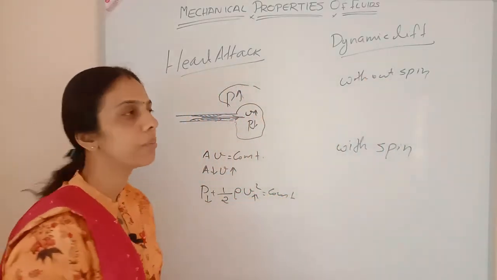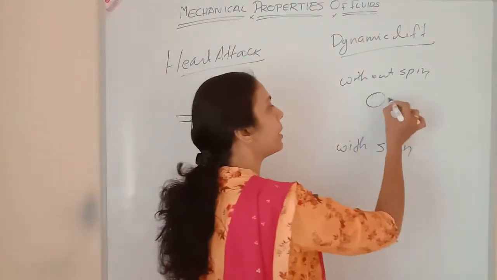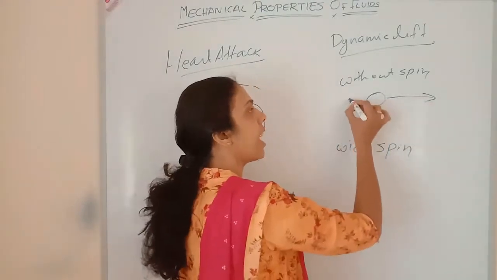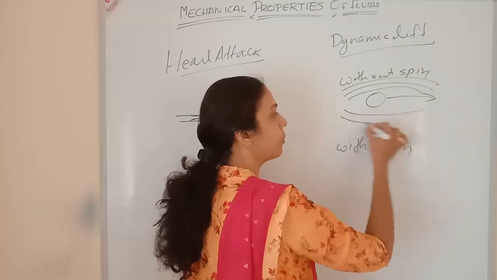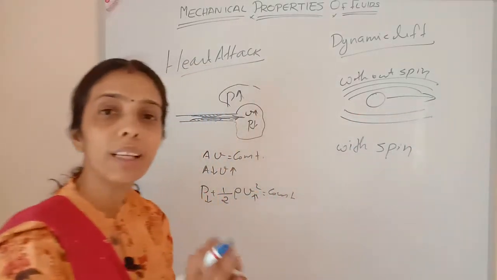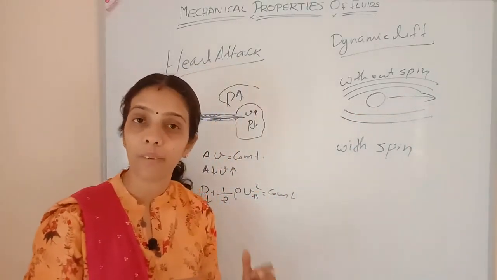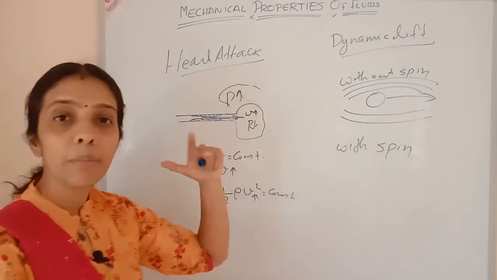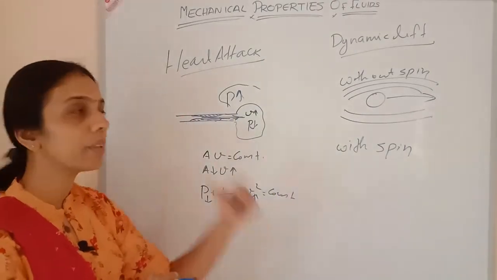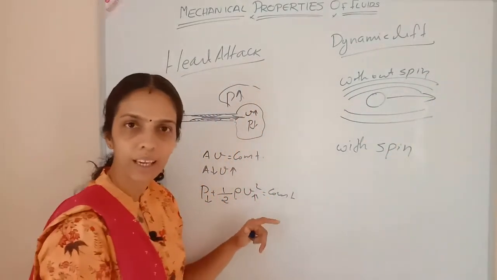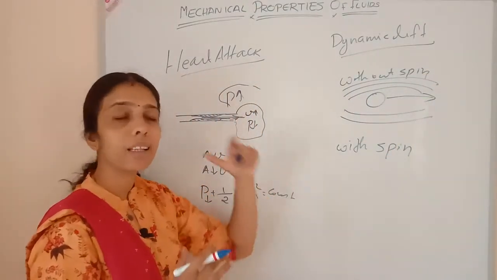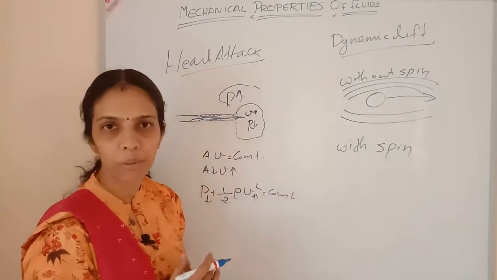Without spin means the ball will be moving like this, and the air molecules or gas above and below will be moving with the same velocity. It will have a streamline flow, or a constant flow like this. So it is a layer only that will be moving.